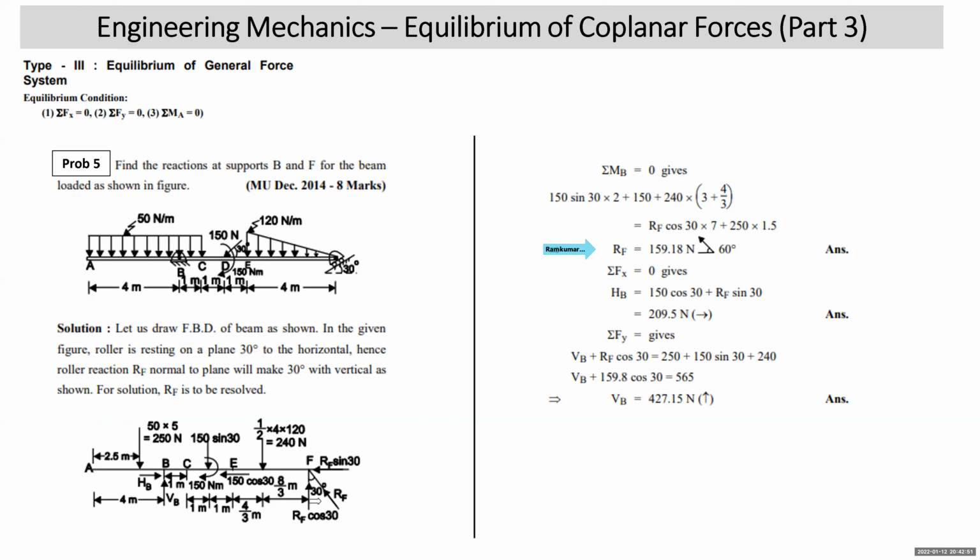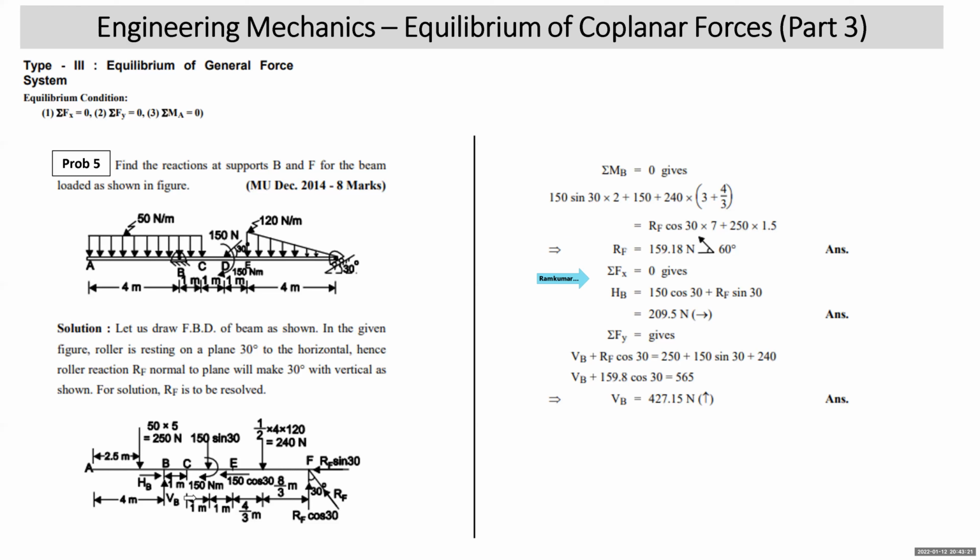So this way, students, RF is arrived at 159.18 Newton. The roller reaction RF is making 30 degrees with the vertical, that means it is making 60 degrees with the horizontal. That's what we want. Then we write sigma Fx equal to 0. HB is to the right, 150 cos 30 is to the left, and RF sin 30 is to the left. So HB is equal to 150 cos 30 plus RF sin 30. Substitute the value of RF, you get HB. HB is positive, that means the assumed direction is correct.